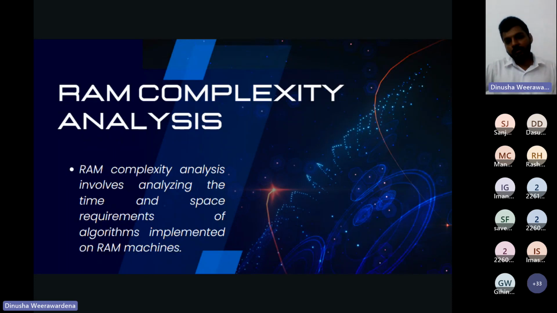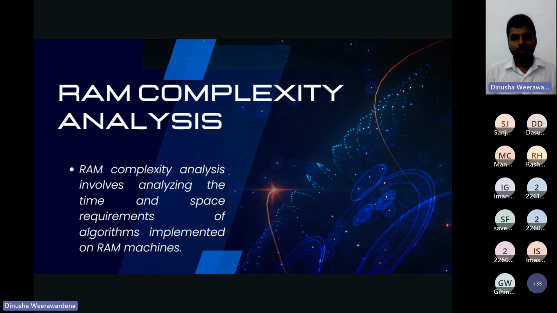In complexity analysis, we use mathematical models to quantify the efficiency of algorithms. We examine factors such as the number of operations performed, the memory utilized, and the time it takes for an algorithm to run. By understanding these factors, we gain insight into how algorithms behave as we increase the size of the input. Why is the RAM complexity analysis important?